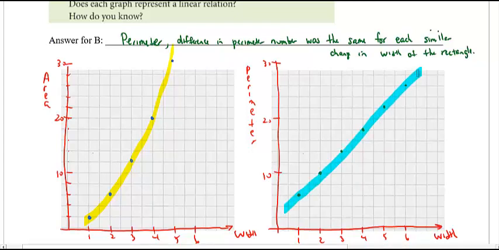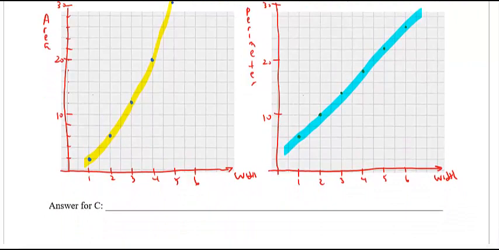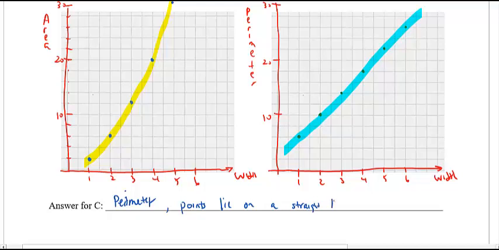Looking good, right? Straight. So, answer for part C, yes, also perimeter. That's very good that our answers confirm each other. Why, once again, how do you know? Well, hopefully you can see that the points actually lie on a straight line.